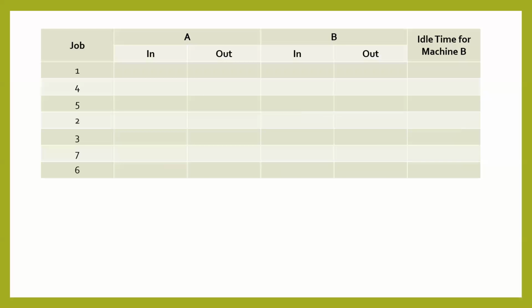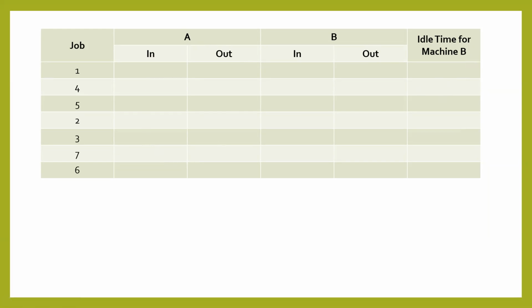So I'll put a table where I have put the actual sequence which we have got now: 1, 4, 5, 2, 3, 7, and 6. Then I have 2 columns for machines A and B, the in time and the out time for processing. After processing, it will be out. That will give me the out time. The in time for machine B and out time for machine B is given. And we are also going to find out the idle time for machine B, and the idle time for A as well. But because it totally depends on the last job, we are not going to include this in the table here.